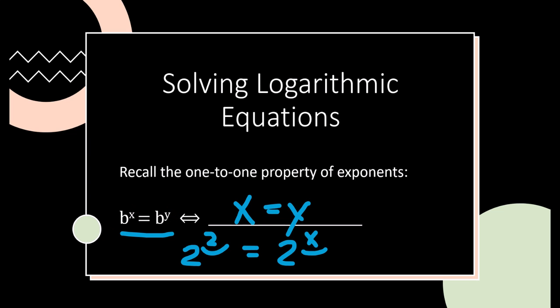Let me show you where it may be a little more clear. If we replace the base b with the number 2, and we say 2 to the second power is equal to 2 to the x, can you see that x has to be 2 in order for those two sides of the equation to be equal? 2 squared has to equal 2 squared, so x has to equal 2. That's what we're saying here. Same base, we can set up the exponents as being equal.